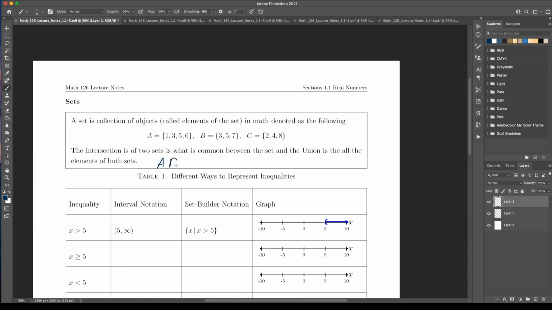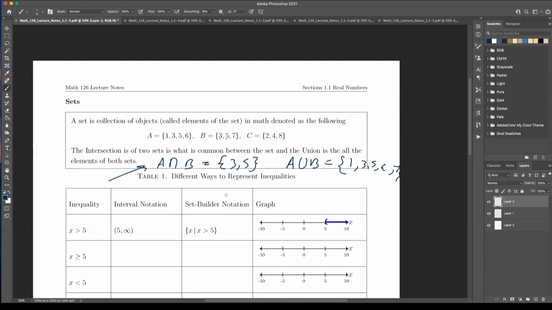So if I have A intersect B, it's the things that are common between them. So 1 is not in both, 3 is in both, 5 is in both. So we'd have a bracket, I can make it look like a bracket, 3 and 5, because that's in both of them. And then if I did A union B, it's everything. So I'd have a 1, a 3, a 5, a 6 from this. And then 3 and 5 are already in there, so all I have to do is add the 7. Okay.